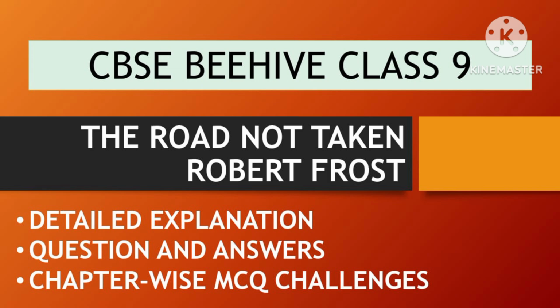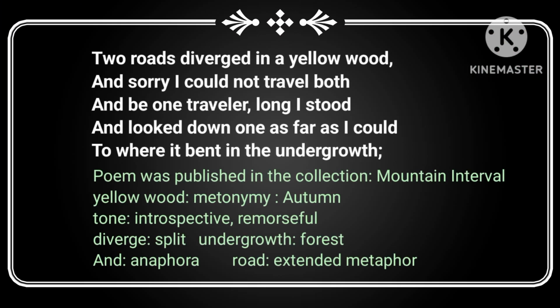Today we will be doing the poem The Road Not Taken by Robert Frost. We will first do the line-by-line explanation, followed by MCQs, and finally we will solve the question answers that can come from this poem. So without much delay, let us quickly start the line-by-line explanation. Now this poem was published in the collection called Mountain Interval. Now let us read the poem.